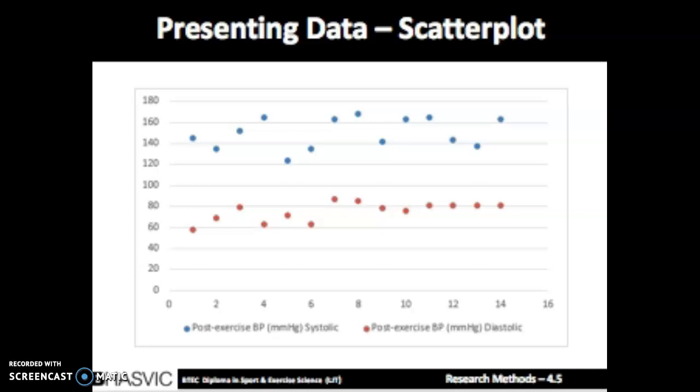There is a strong positive correlation between the sets of data when a line goes from the bottom left corner to the top right corner, and a weak positive correlation is when the plots go from the bottom left corner to the top right corner. However, the plots are much more spread out over a wider range.